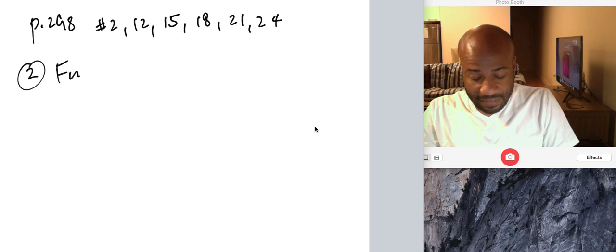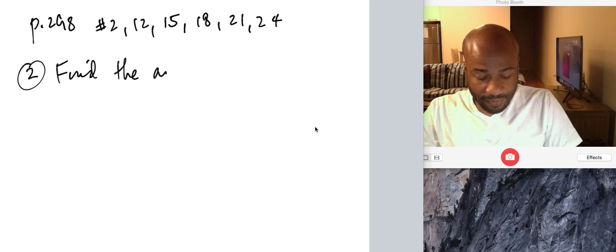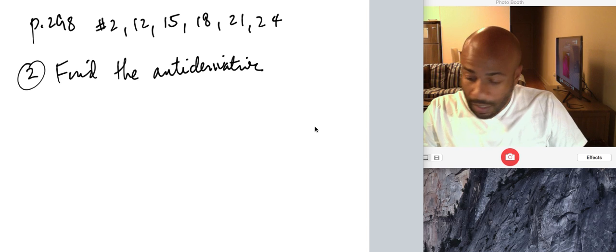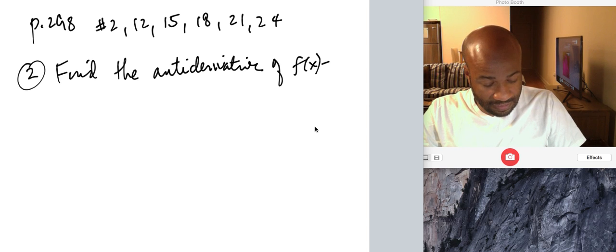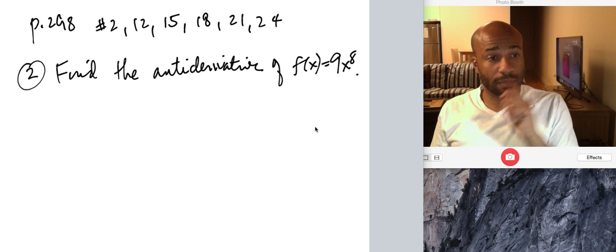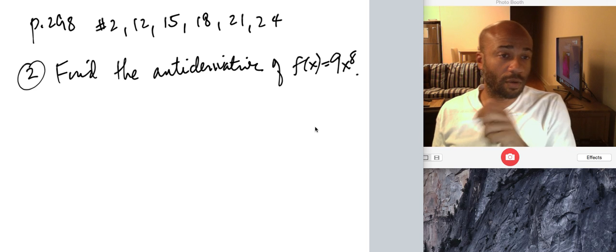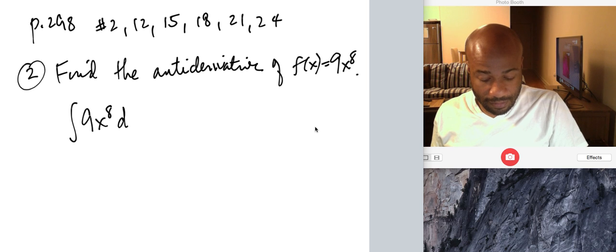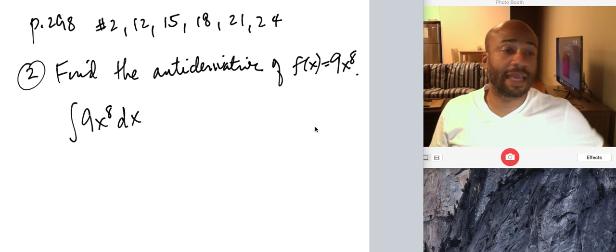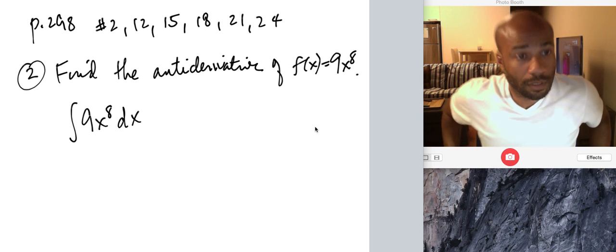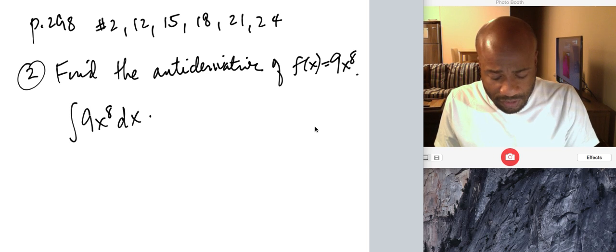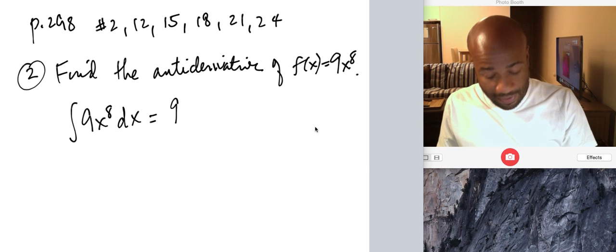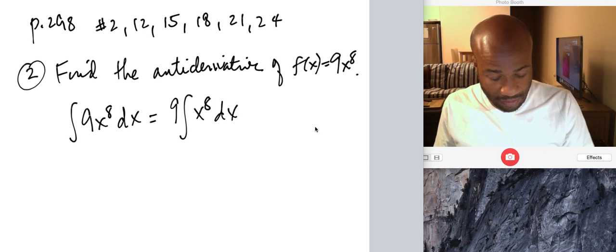It says find the antiderivative of f of x is equal to 9x to the 8th. So we know from the summary that asking this question, or making this statement, to find the antiderivative is the same thing as saying the integral of 9x to the 8th dx. So let's use a property. I'll pull the 9 out, and now I just have the integral of x to the 8th dx.